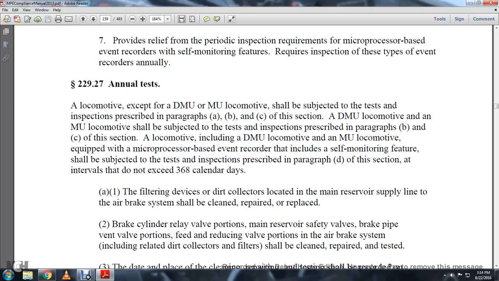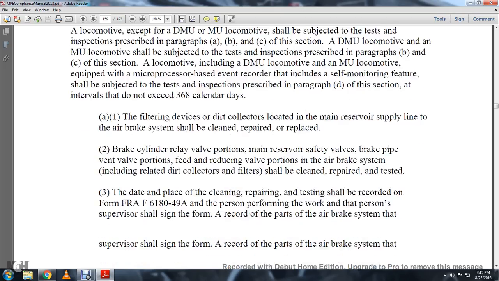229.27 Annual test. Locomotives, except for direct multiple units and multiple unit locomotives, shall be subjected to the test and inspection in paragraphs A, B, and C of this section. Direct multiple unit locomotives and multiple unit locomotives shall be subjected to the testing and inspection prescribed in paragraphs B and C of this section. The locomotives, including the direct multiple unit locomotives and the multiple unit locomotives equipped with the microprocessor-based event recorder that includes the self-monitoring feature, shall be subjected to tests and inspection prescribed in paragraph D of this section. Intervals shall not exceed 368 days.